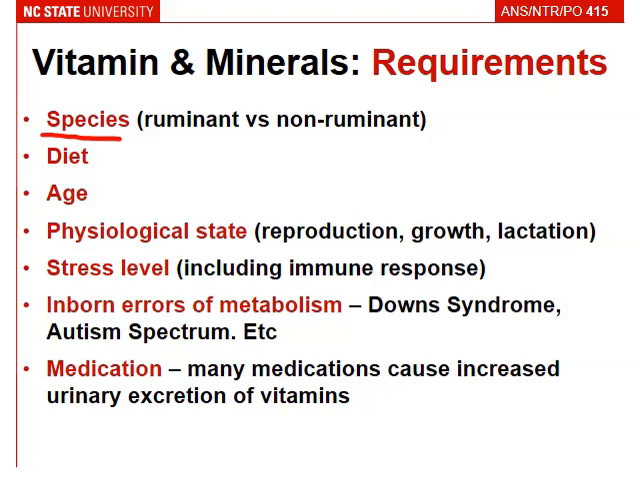We also have inborn errors of metabolism. So individuals that have Down syndrome, or if you're on an autism spectrum, etc., you're going to have various differences in your requirements for your vitamins and minerals. In addition, some medications are going to cause an increase in the requirement. So many of your antidepressants, for instance, are going to increase the urinary excretion of your water-soluble vitamins. Therefore, if you're on an antidepressant, you should probably take supplemental B vitamins.